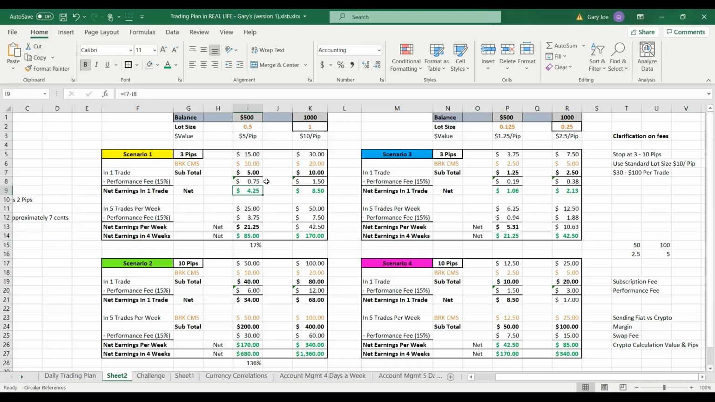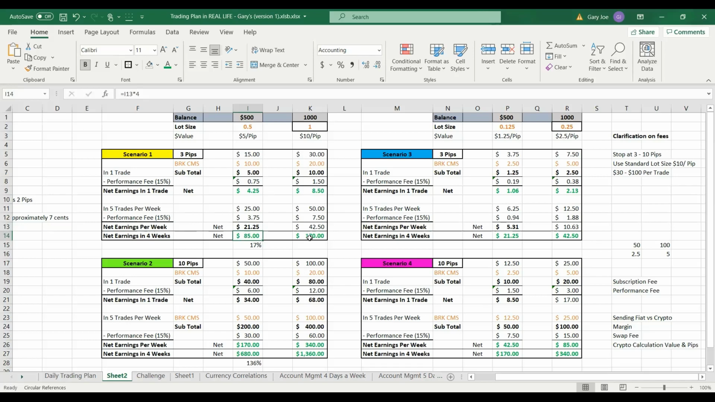Now, we took that same scenario and multiplied it by 5 trades in a week. Net wise, after the broker commission, you would have had $25. Then the performance fee, 15%. The master trader made $3.75. You would have made $21. After 5 trades in 1 week, you would have taken home $21. And then in 4 weeks, in that same scenario, at just 3 pips, that's all we're doing, is 3 pips. Really, it's just 1 pip that you actually earn per trade, in 5 trades a week. Then in 4 weeks, that would have been $85 profit.